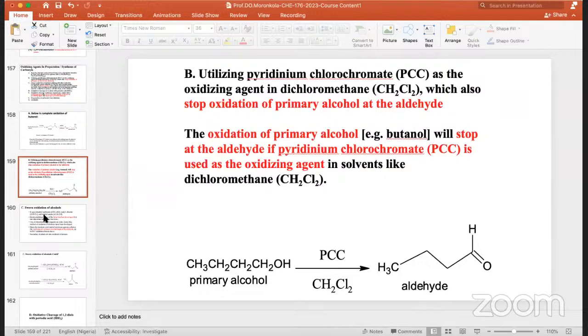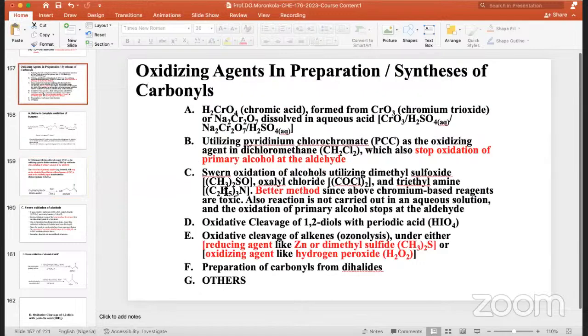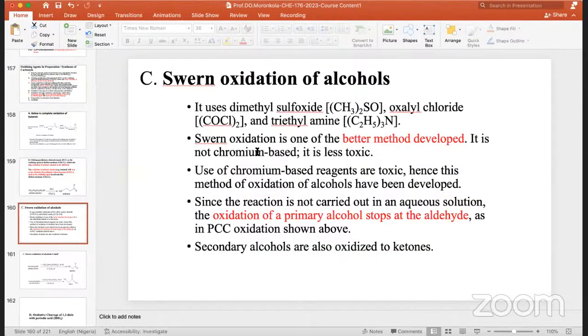oxidation reagent. The third one, C, is the Swern oxidation of alcohols. There are three major reagents that are involved here. We have the dimethyl sulfoxide, that's the CH3 of it bonded to SO, oxalyl chloride, which is a dimer compound of COCl2, that is COCl dimerized, and then triethylamine. These three combined together.